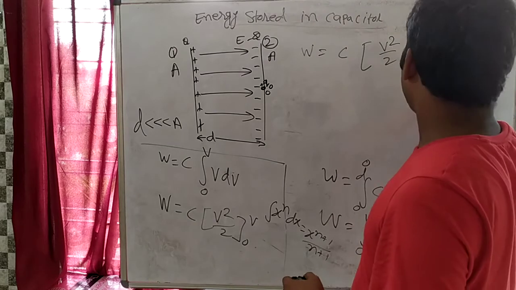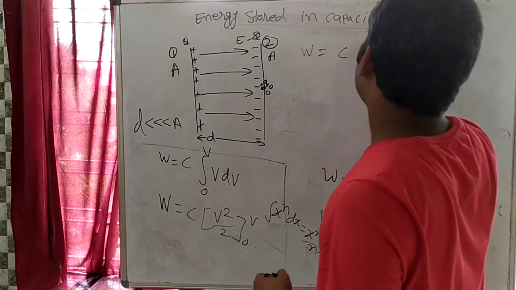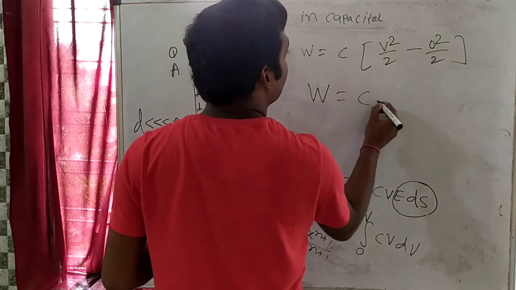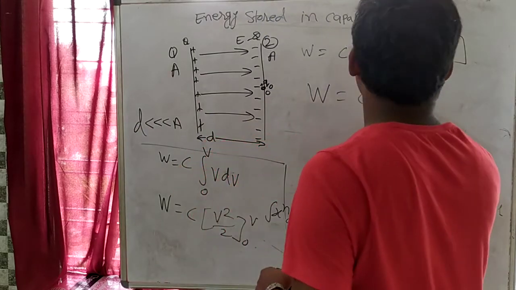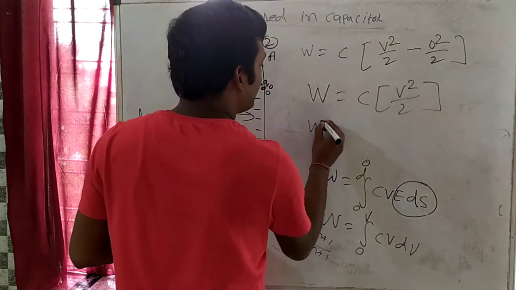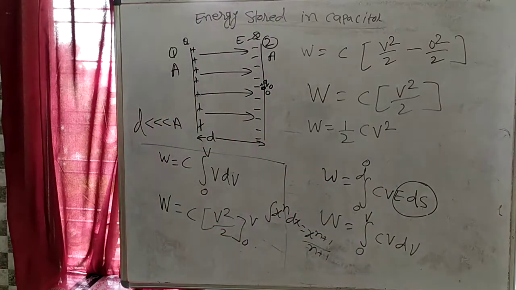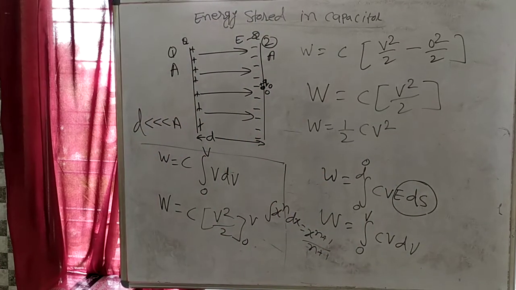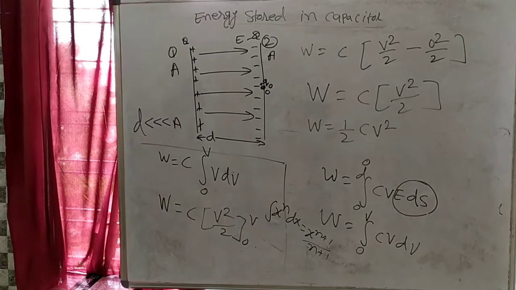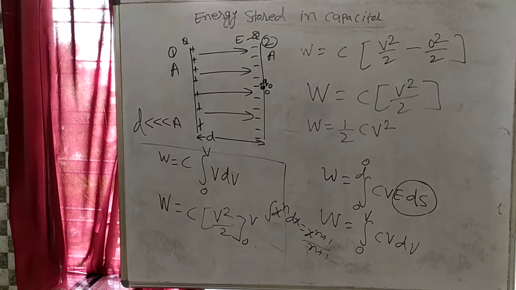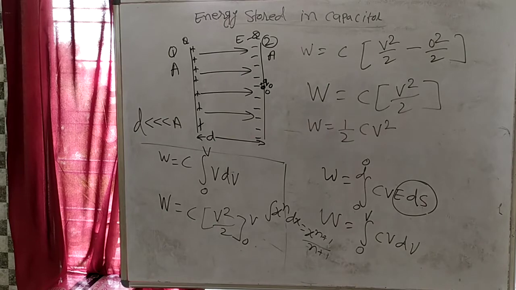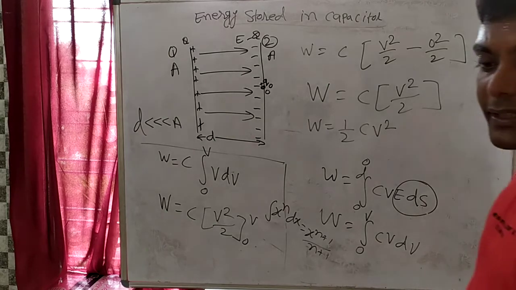So 0 square by 2. So can we write that y done is equal to c times v square by 2. So y done is equal to half c v square. What will be y done? Y done will be equal to half c v square. Up to this clear?